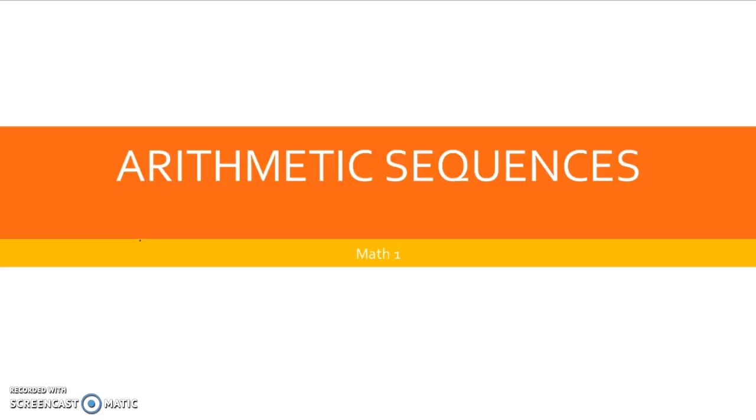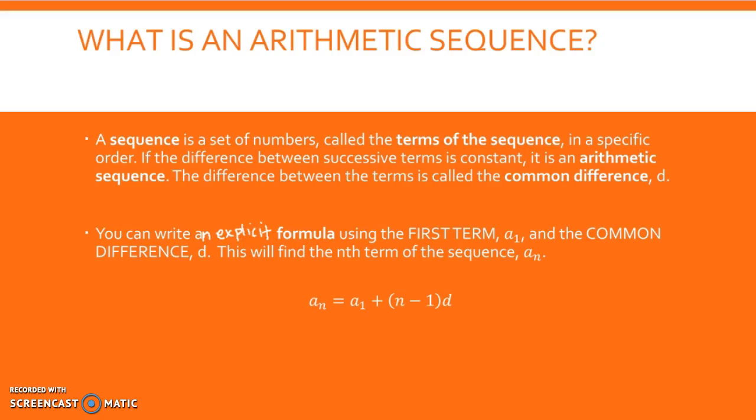Look at arithmetic sequences. So what is an arithmetic sequence? A sequence is a set of numbers called the terms of the sequence in a specific order. If the difference between successive terms is constant, it is an arithmetic sequence. The difference between the terms is called the common difference, and we represent it with a lowercase d.